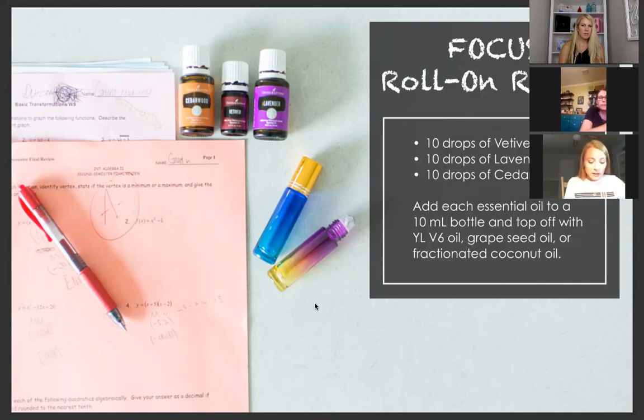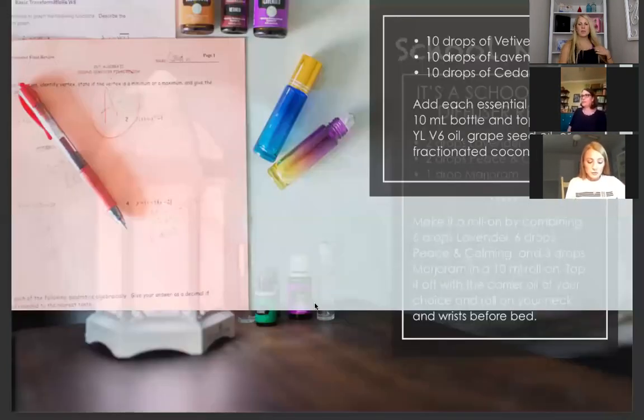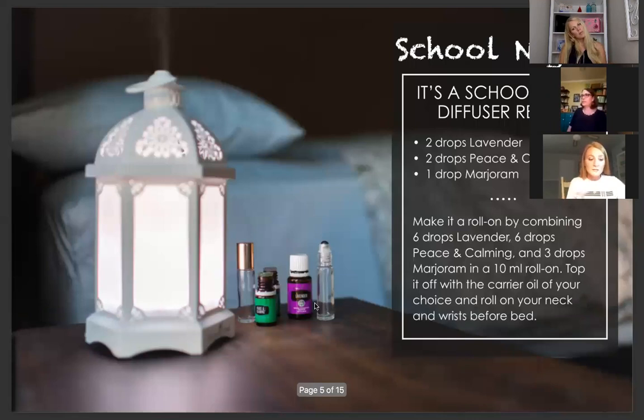Classroom smelling fresh with diffusing recipes. This is a wonderful uplifting diffuser blend where it's 3 drops of peppermint and 3 drops of lemon. It is wonderful. Well, I guess it's not on there.